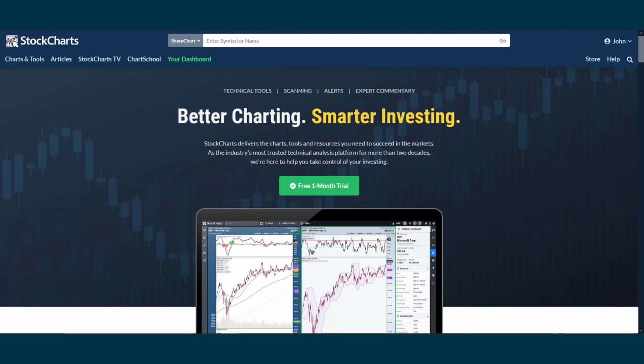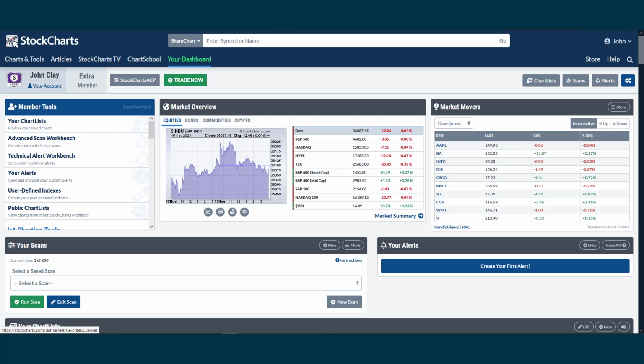When the market is open, I go to stockcharts.com. This is not free, although there are some free tools that you can use at this website. I have a membership, and I've been a member of stockcharts.com for quite a while. If I click on my account where it says your dashboard, this brings up just an overall view of the markets.